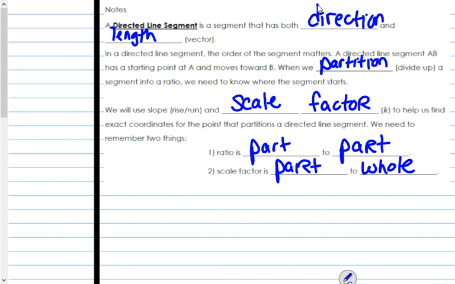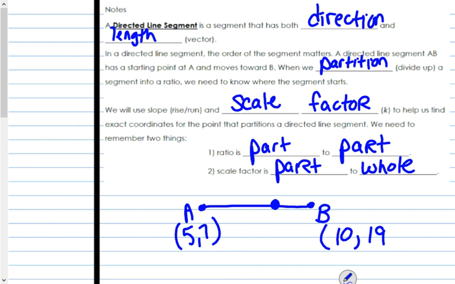So basically what we are doing is, if I said I have this line AB, and I wanted to divide it up into 3/5, you are telling me the coordinate that divides it up. Okay, so if A was at 5, 7, and B was at 10, 19, what is the point that divides it up into 3/5? That's what we're doing in these problems, just to put it simply. We're partitioning or dividing up a line.